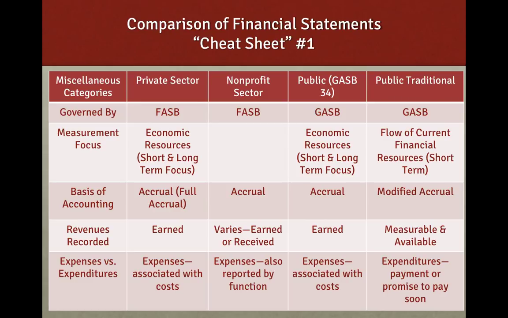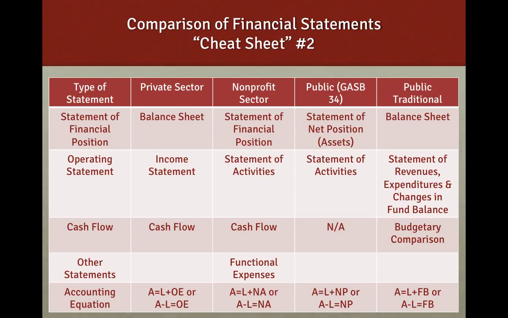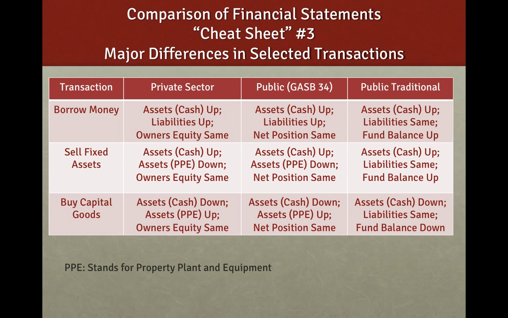This was the summary that we reviewed in video number 1, which covered who governs. It covered the measurement focus and basis of accounting, and when revenues and expenses or expenditures are recorded. Here's the summary for what we just reviewed, covering the various statements, as well as the accounting equation used in each of the 4 sectors. And then finally, the third video is going to cover 3 specialized transactions and show how they differ between the private sector and the public sector.